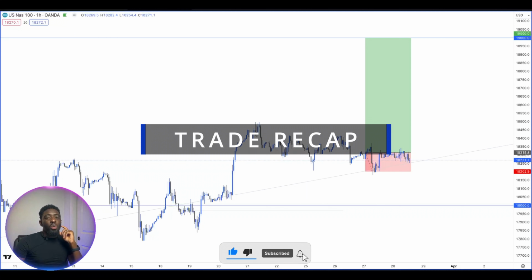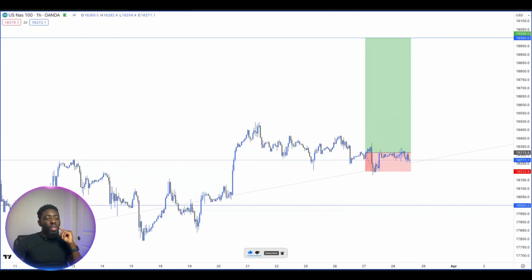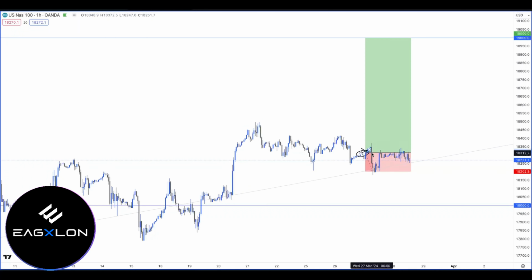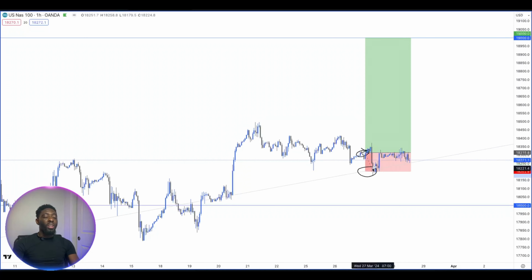So let's start by doing a trade recap from what we had last week. I was looking at this opportunity on NAS100. I got in on the buy on NAS100 right here, and it didn't even take an entire day. Within a couple of hours I got stopped out, and that's fine because you have to accept losses as well, and you need to learn from your losses. That's the only way you can get better in this game or in this industry. So with that being said, it was a loss for me last week on NAS100.